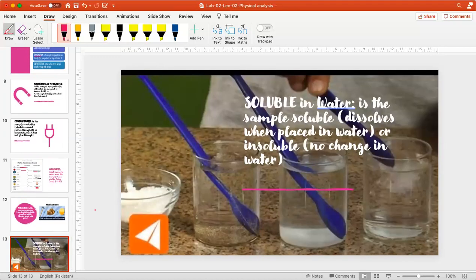Then we come to the solubility. Solubility is another physical test. Soluble in water: this is your salt, this is your water, you are dissolving it in this. Now in this figure you can see you cannot distinguish the salt over here. This gives you enough information about solubility: whether they are small compounds, polar compounds, non-polar compounds, weak acids or bases. So a lot of information you can get from solubility.